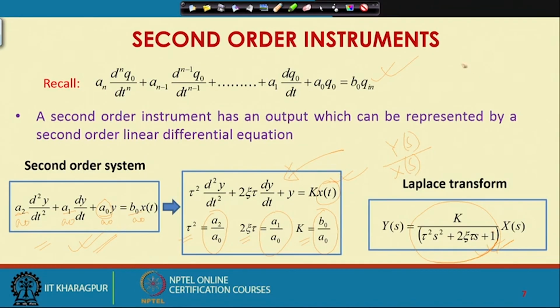For a first order system, we have seen the transfer function. Let us say the transfer function for first order systems was k by tau s plus 1. So, there are two terms involved, k and tau. In case of a second order instrument, the transfer function can be written as k by tau square s square plus 2 zeta tau s plus 1.